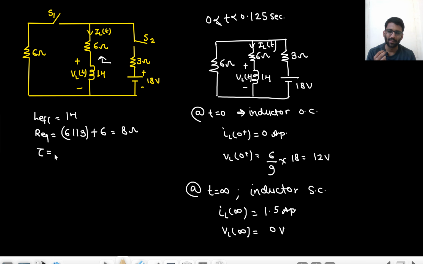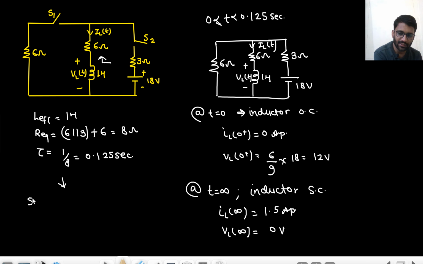8 ohm. So the time constant is L by R, 1 by 8, that is 0.125 second actually. Okay, so the time constant is 0.125 second. So in 0.125 second, the steady state will not be reached. The steady state will be reached in 0.125 into 5, that means in 0.625 second.